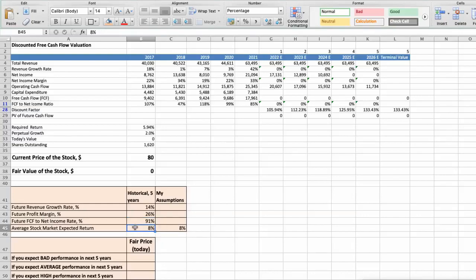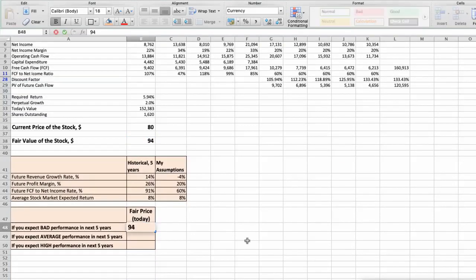Now, let's consider 3 different scenarios for Rio Tinto Company: bad, average, and good. First scenario. Rio Tinto will have bad performance in next 5 years, and we will use the following parameters in our calculation. Future revenue growth rate would be low, -4%. Future profit margin would be low, 20%. Future free cash flow to net income rate would be low, 60%. In this case, the fair value of the stock today would be $94.